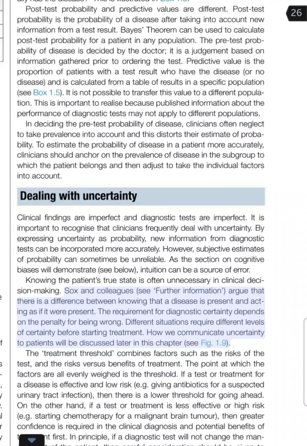Knowing the patient's true state is often unnecessary in clinical decision-making. Sachs and colleagues, see further information, argue that there is a difference between knowing that a disease is present and acting as if it were present. The requirement for diagnostic certainty depends on the penalty for being wrong. Different situations require different levels of certainty before starting treatment. How we communicate uncertainty to patients will be discussed later in this chapter, see Fig. 1.9.